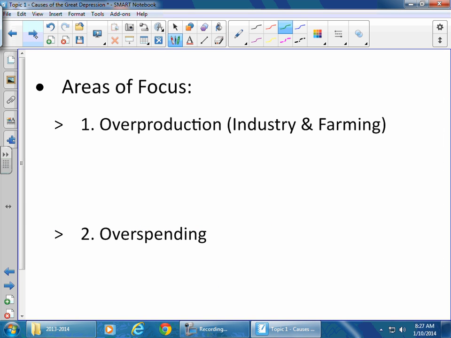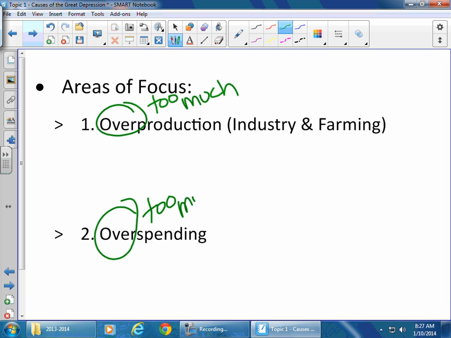All right, so here are the two causes pretty much of the Great Depression we'll look at in a little bit more detail. The first is overproduction, right? Producing too much. The word prefix over means too much. And then the second one is overspending. So once again, spending too much money, all right?